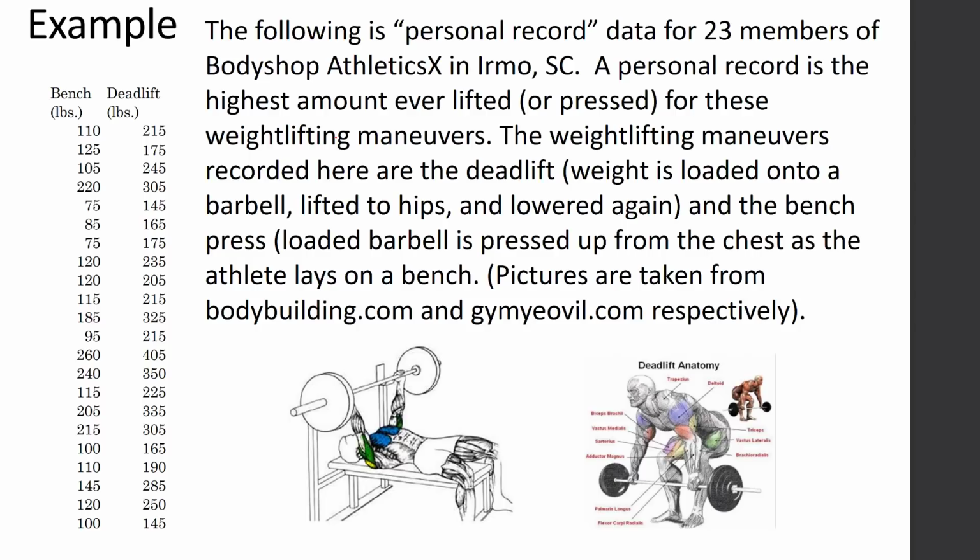All right, so we're going to work with the personal record data that we've brought up a couple times already. This is for 23 members of Body Shop Athletics X in Irmo, South Carolina. And a personal record is the highest amount ever lifted or pressed for these weightlifting maneuvers. The weightlifting maneuvers recorded here are the deadlift, where the weight is loaded onto a barbell, lifted to the hips, and lowered again, and the bench press, where the loaded barbell is pressed up from the chest as the athlete lays on a bench. So we've got some pictures of those weightlifting maneuvers in case you were not familiar.